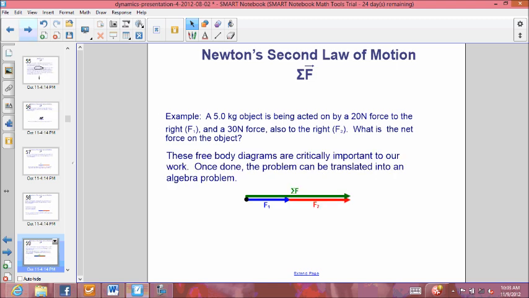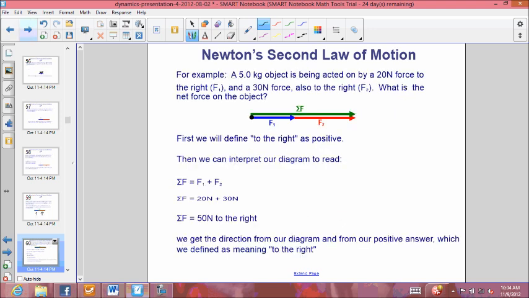So now we know the sum of the vectors is going to be this first one plus this second one, since they're in the same direction. Now we're going to plug that into our equation. We've got our sigma F is equal, remember that's the sum of the forces, so it's F1 plus F2. Then they went to the givens and put what they were, 20 and 30, and then added them. Since they are both to the right, when you add them, it's going to be to the right. And we know that because it's a positive answer.